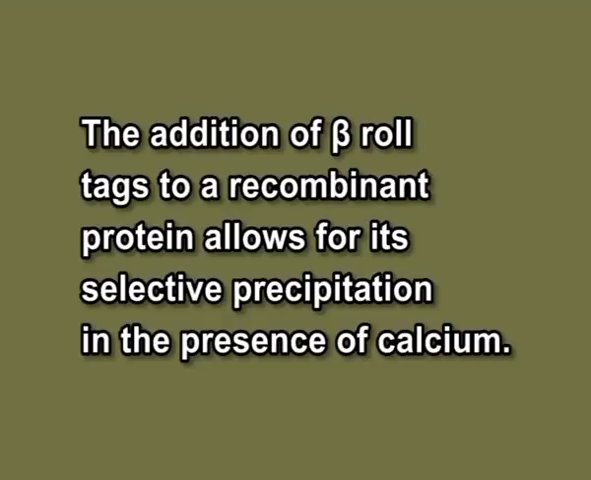A different group of fusion tags are the stimulus responsive tags, which reversibly precipitate out of solution when subjected to the proper stimulus. The addition of beta-roll tags to a recombinant protein allows for its selective precipitation in the presence of calcium. The final products presented a high purity and the precipitation protocol only takes a couple of minutes.